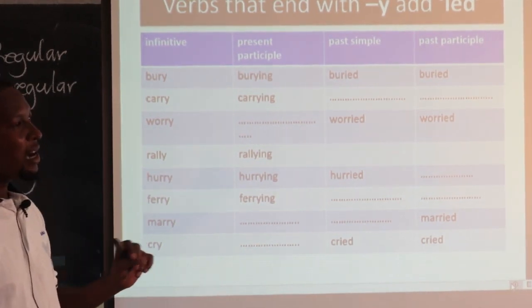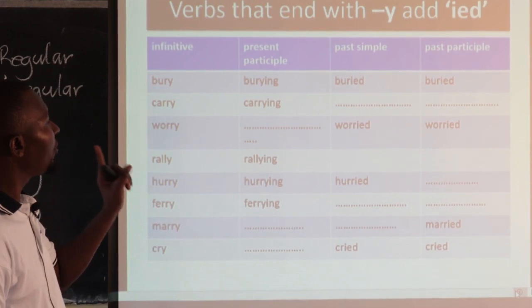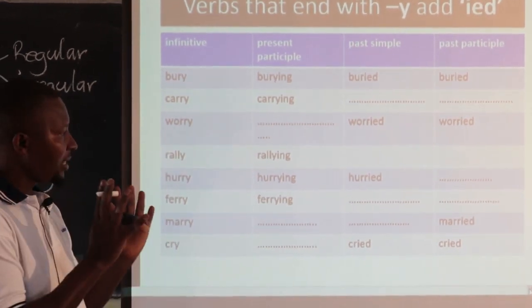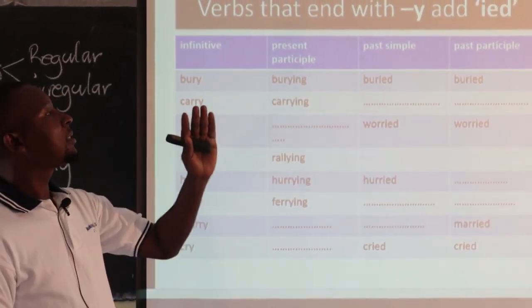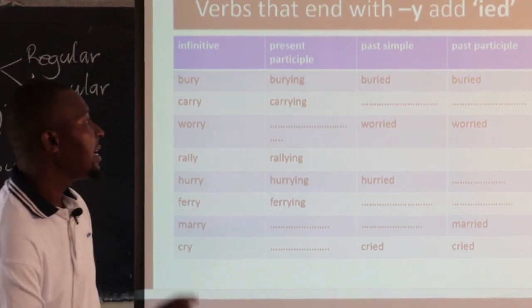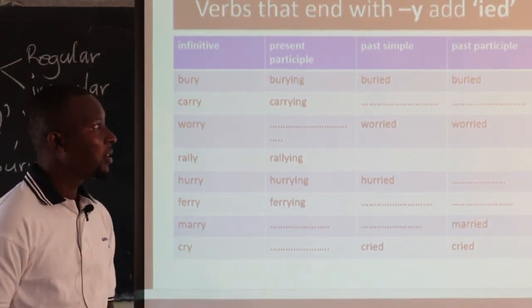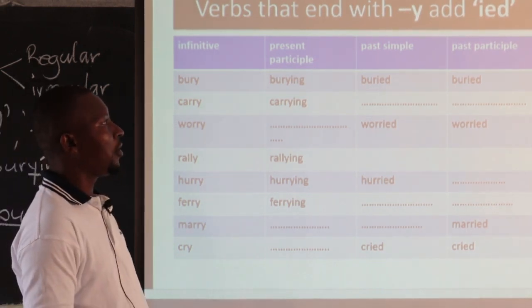Cry. Remember, I want to emphasize this, that in the present participle form, we maintain the word. The root remains, the whole word remains, you just add ing. And for the past simple, drop the Y and add ied. For that case, we shall have formed the past simple and the past participle forms.